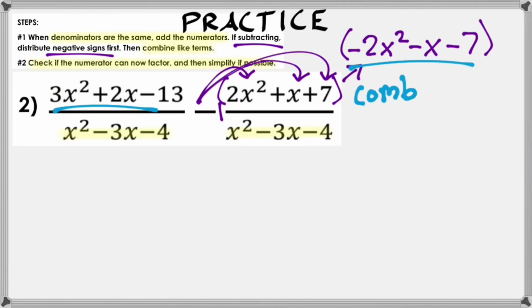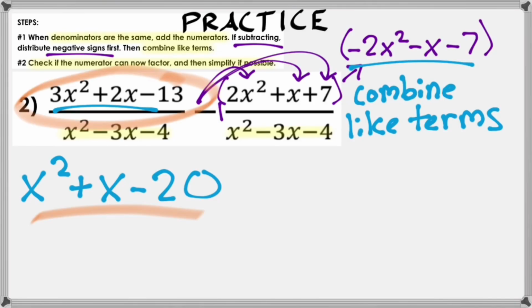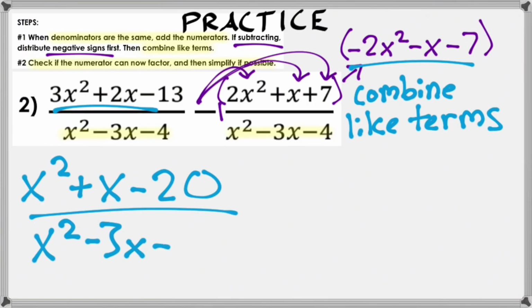So you would distribute the negative sign, and you would get negative 2x squared minus x minus 7. Then you would combine like terms with the first numerator to get what you see down here with x squared plus x minus 20. Negative 2x squared plus 3x squared is 1x squared. Positive 2x minus x is positive x. And negative 13 minus 7 is negative 20. Now, your denominator stays the same.